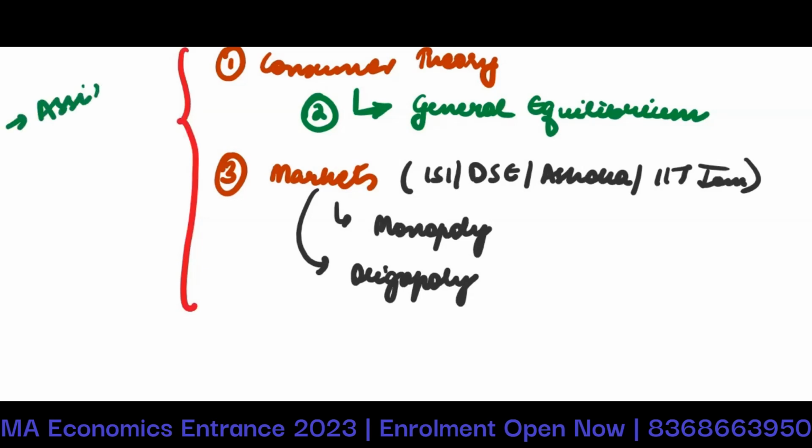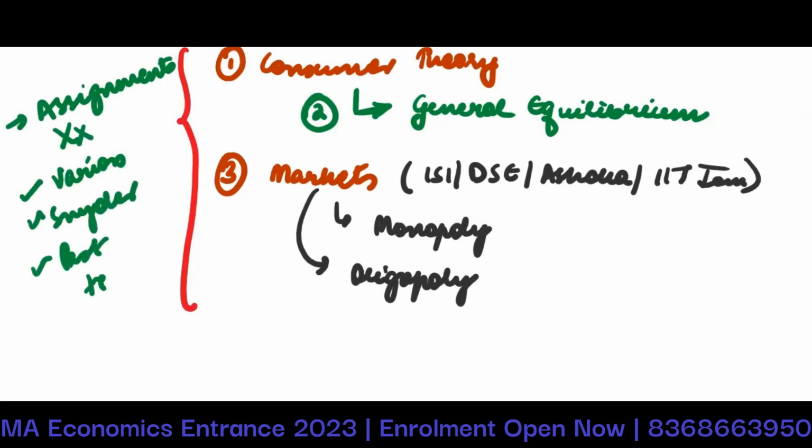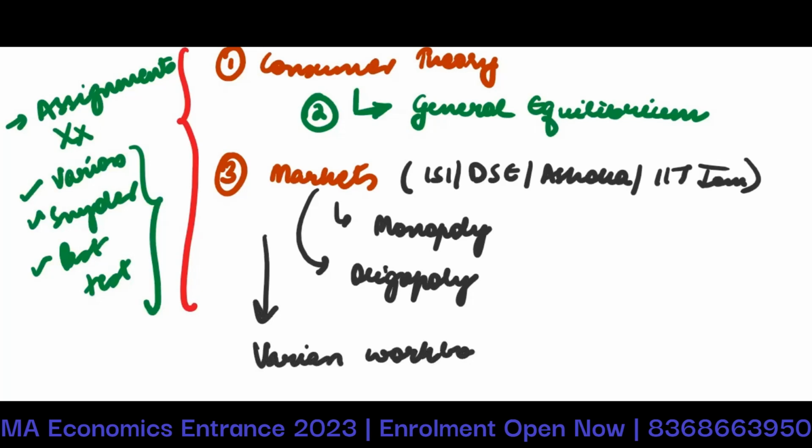And my suggestion has always been, as I've always been telling my students, see, either you do all my assignments and nothing else. My assignments would cover questions from Varian, it would cover questions from Snyder, it would cover all the past years, it will cover all the mock tests, everything. So either you do these assignments and done, or at least do Varian workbook plus Snyder back questions. Both of these are equally important for this exam.